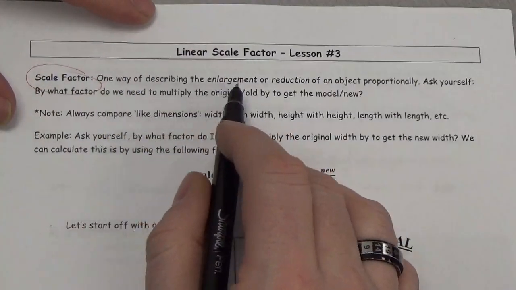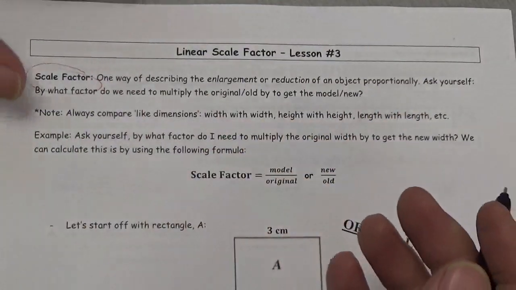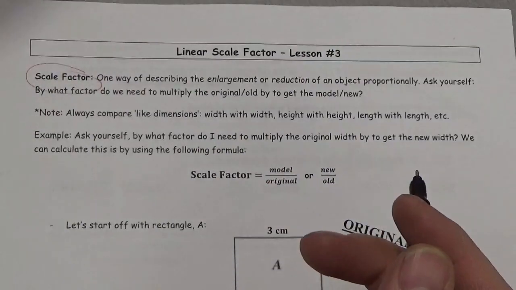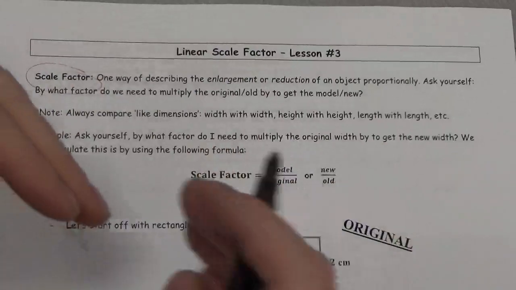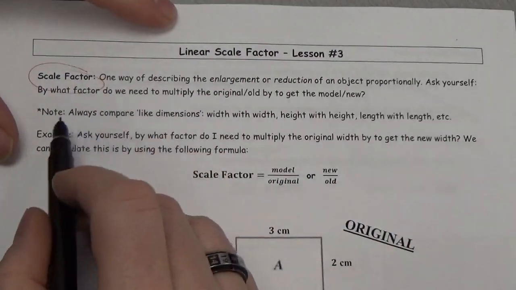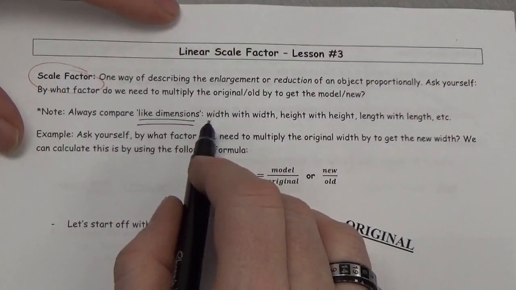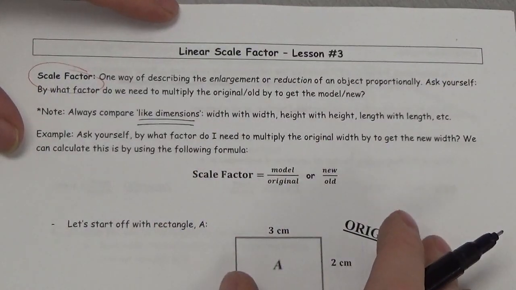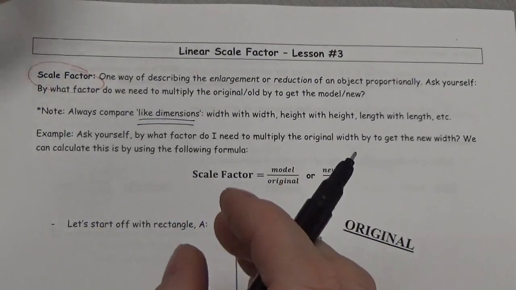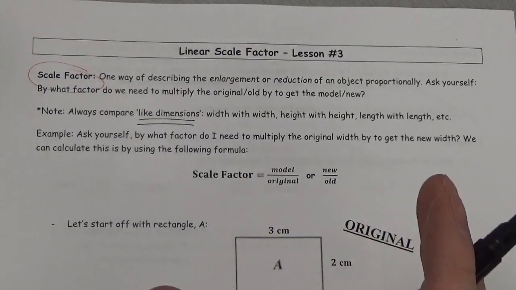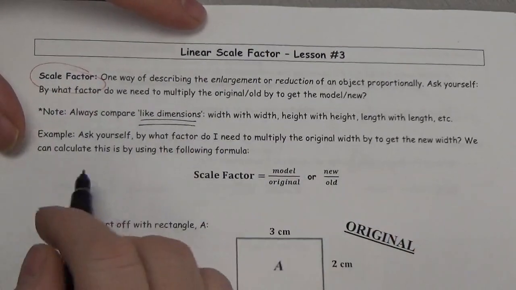So one way of describing the enlargement or reduction of an object proportionally, you ask yourself, by what factor do we need to multiply the original to get the model or the new? To go from a small image to a large image, how much bigger is it? How much bigger did the side lengths get here? And notice that we're always comparing like dimensions. What I mean by that is we're going to compare width with width, height with height, and so on. Because that's the only way you can get a really clear idea of how the object is being either expanded or reduced, if you compare apples to apples.